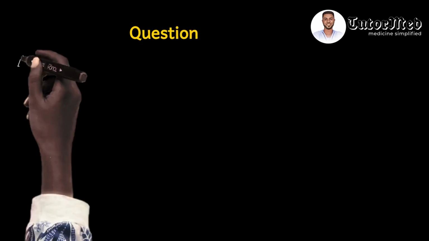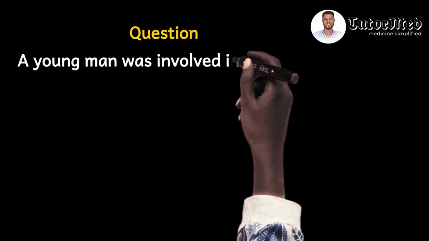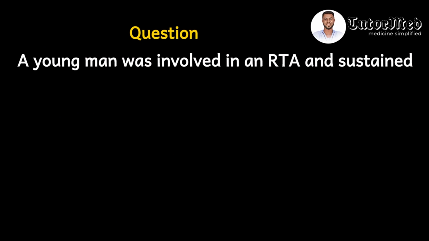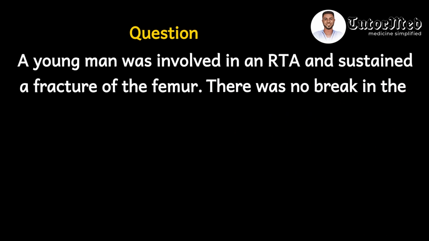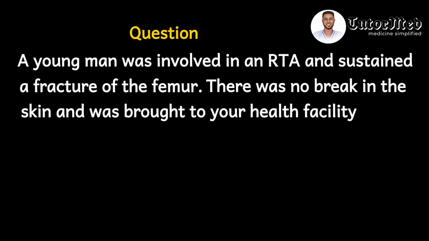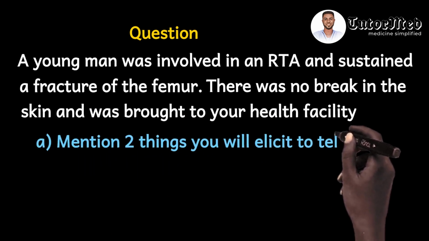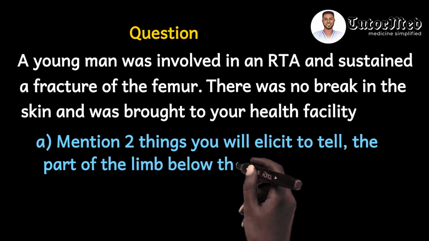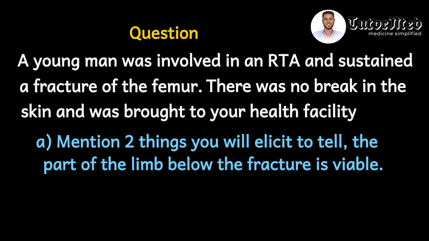And so for today's clinical case, we have a young man who was involved in an RTA, which stands for a road traffic accident, and he sustained a fracture of the femur. There was no break in the skin, and he was brought to your health facility. Question 1 says, mention 2 things you will elicit to tell that the part of the limb below the fracture is viable. Now let's spend some 20 seconds to think through the question.